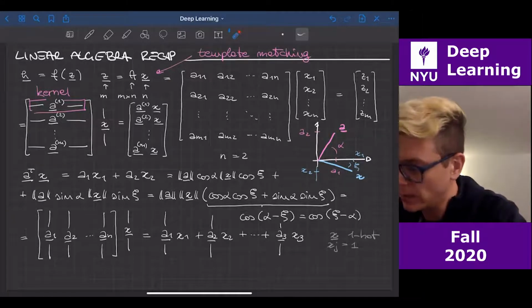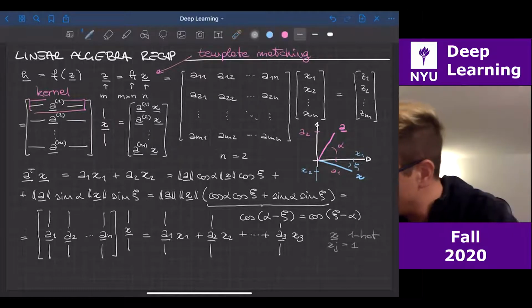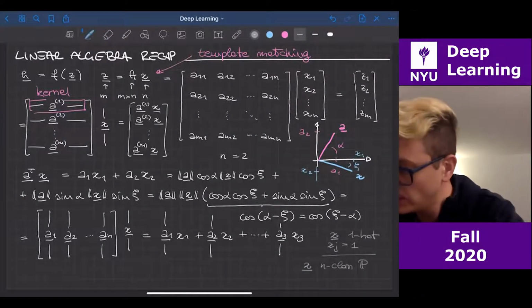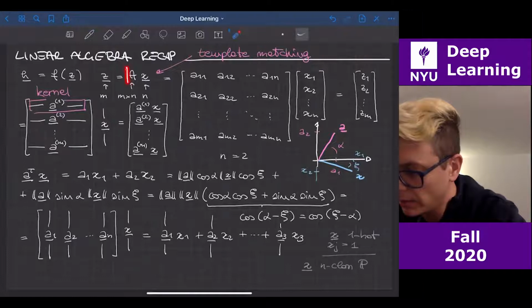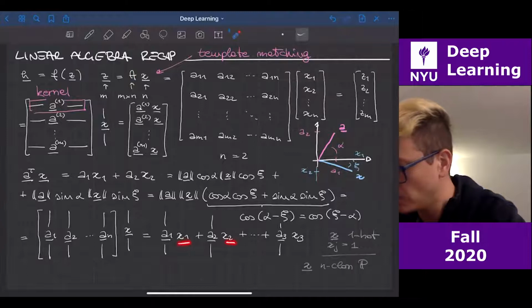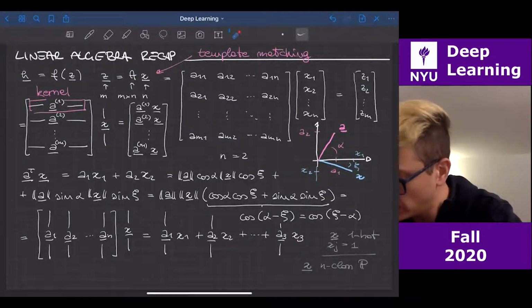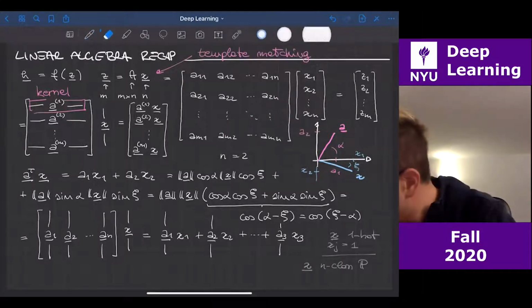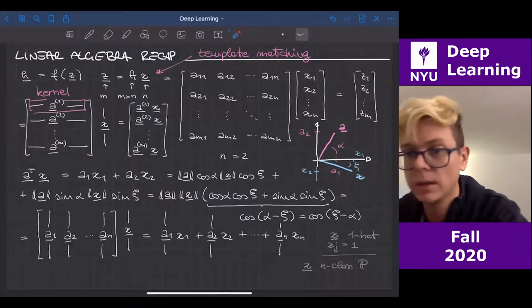Another exercise is the following. Let's say my x is now an n-class probability vector: P1, P2, until Pn. No, this should be n, sorry. So what is the outcome of multiplying this matrix times an x that contains probabilities? Can you answer? No one answers? What do you have?